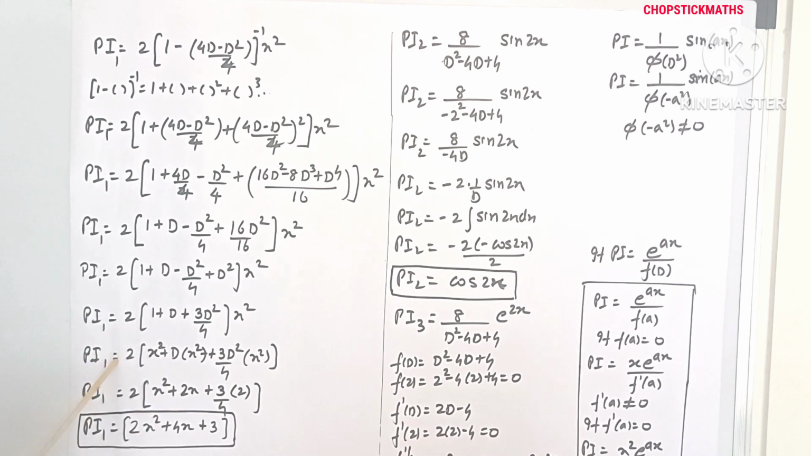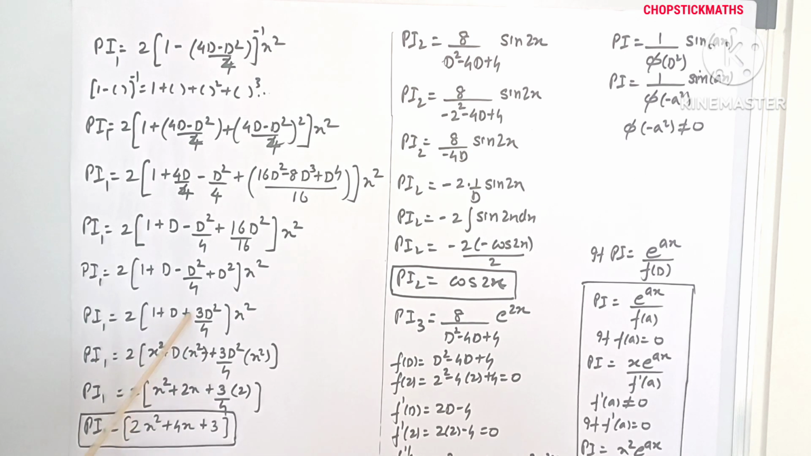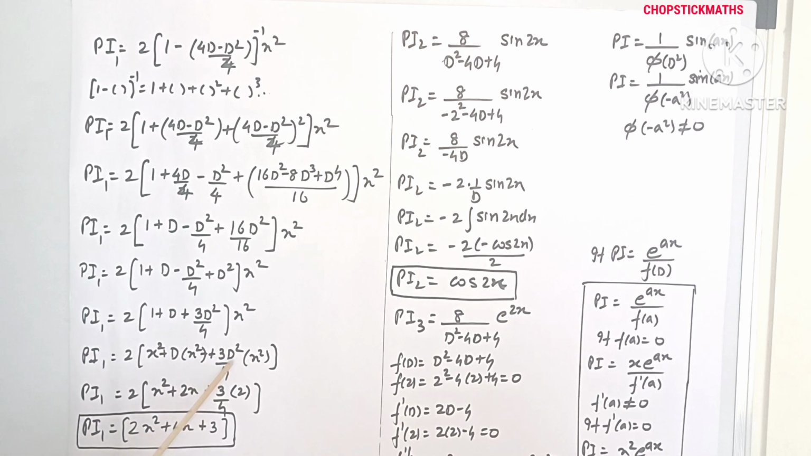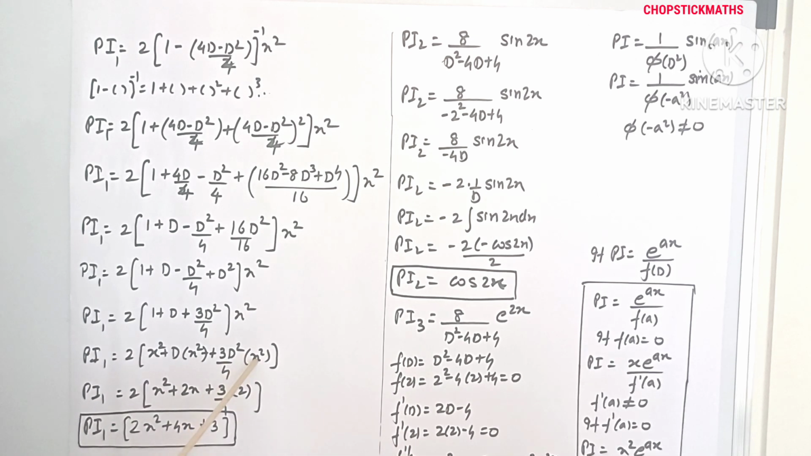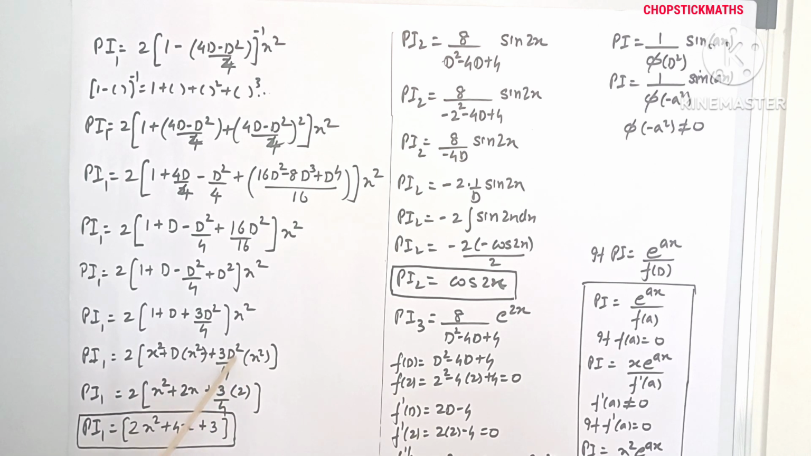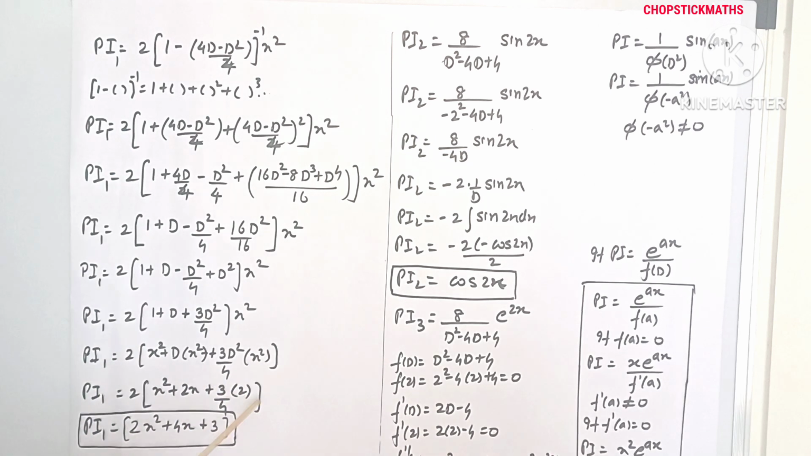Now opening the bracket, PI is equal to 2 into 1 into x square is x square, d into x square is plus d x square, plus 3d square upon 4 into x square. So PI would be equal to 2 into bracket x square, d of x square, that is the first order derivative of x square, will be 2x. So this would be plus 2x plus 3d square upon 4 into x square, that is d square of x square, the second order derivative of x square, is equal to 2. Therefore this will be equal to 3 upon 4 into 2.